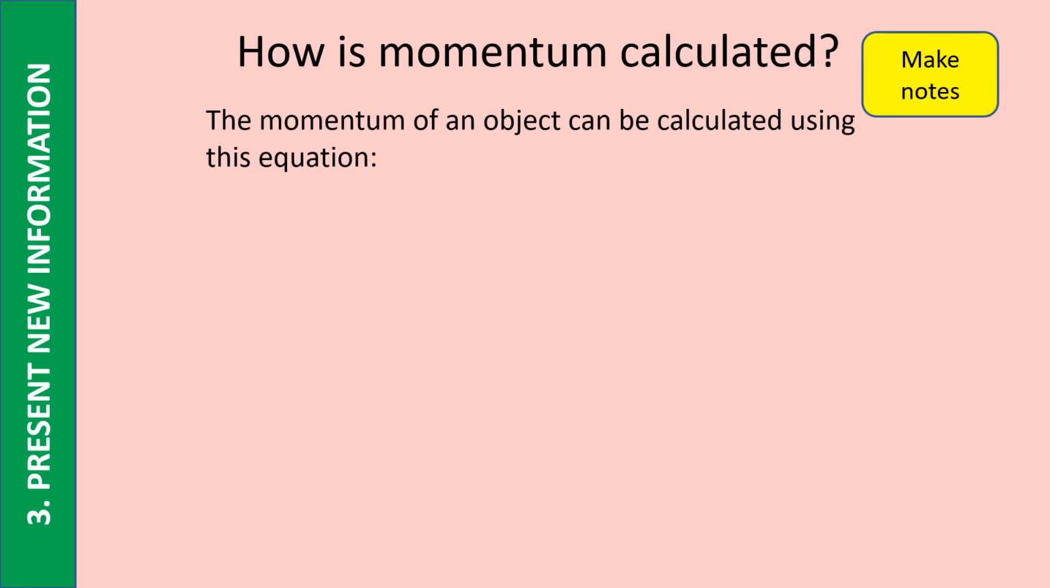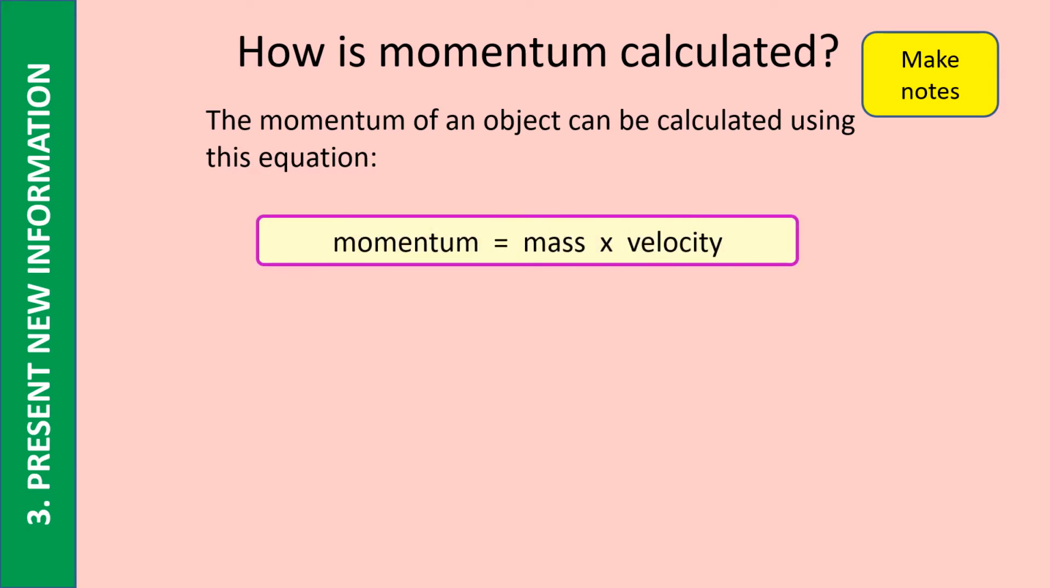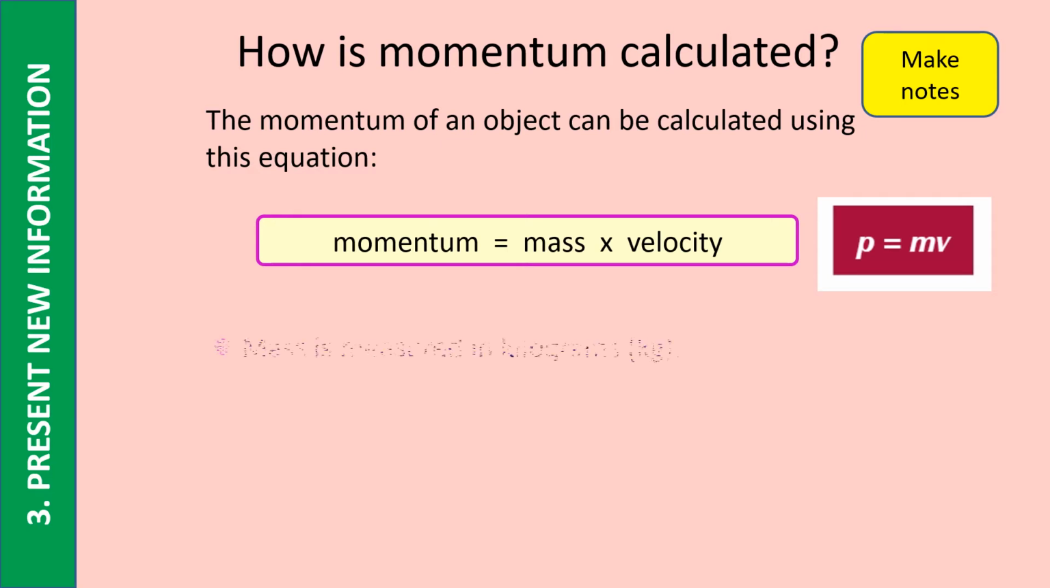The momentum of an object can be calculated using this equation. Momentum equals mass times velocity. In shortened form, it's written like this: p equals mass times velocity, m times v. The p is for historical reasons.